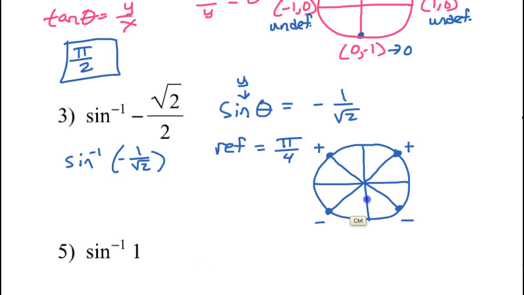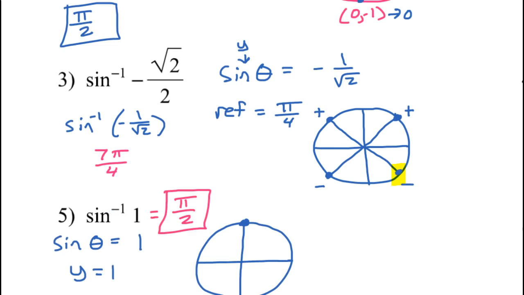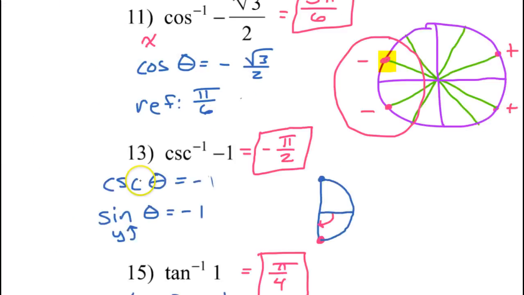Okay, so if I want a negative 1 that's on the right-hand side of the circle, that means this has to be the answer. All right, so what is that guy? If I went all the way around, that would be 8 pi over 4, so this must be 7 pi over 4. Wait, hold on. I made a mistake. This is not the answer. Okay, 7 pi over 4 cannot be the answer.